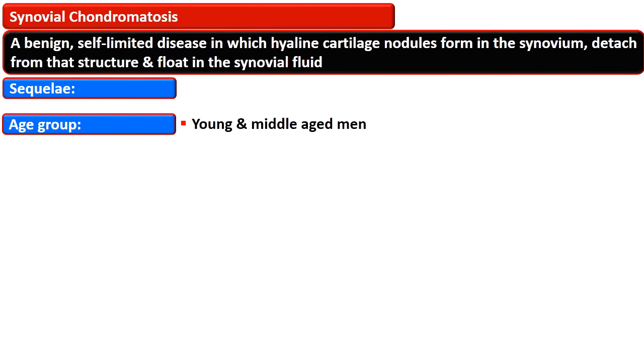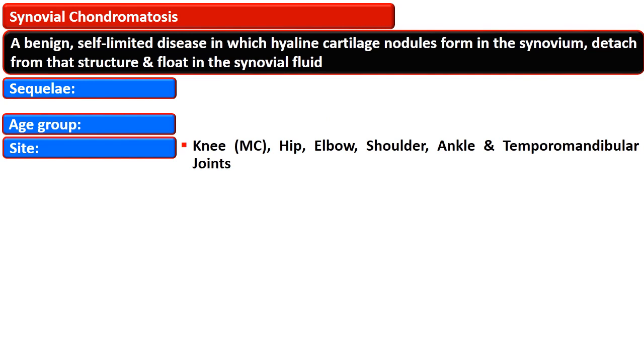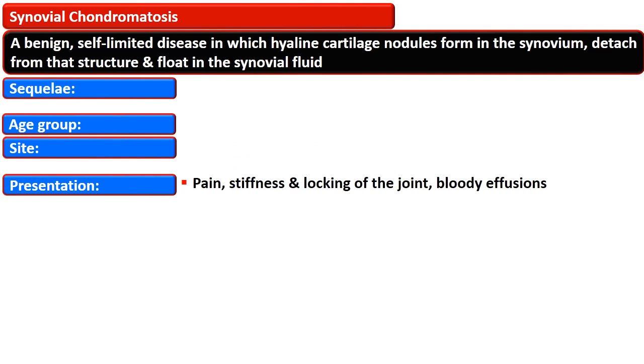The commonly affected age group is young and middle-aged men, and the most common site involved is the knee. However, the hip, elbow, shoulder, ankle and temporomandibular joints are also affected. They present with pain, stiffness and locking of the joint. Blood effusion can also be seen.